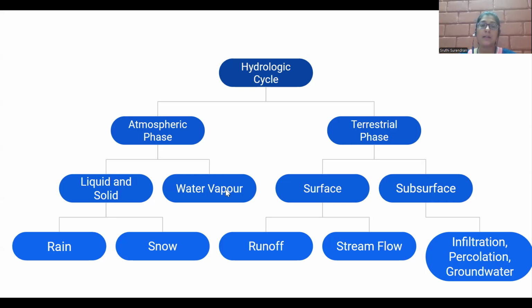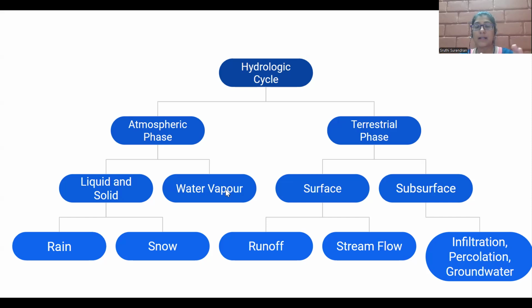Again, water in its vapor form also moves in this hydrological cycle. The process of evaporation, where water changes its phase from liquid to gas and goes back into the atmosphere, includes an interaction of the water from the surface to the atmosphere and from the atmosphere onto the surface. This basically comprises the components of the atmospheric phase.